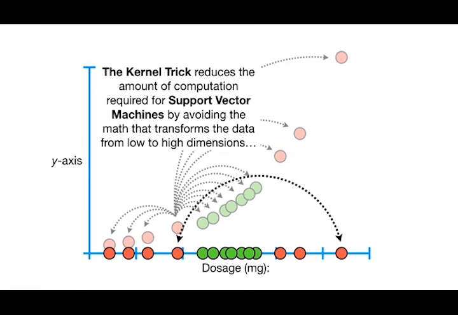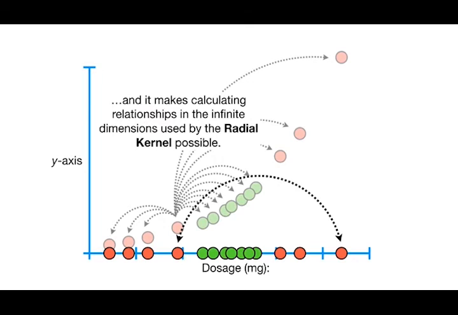The kernel trick reduces the amount of computation required for support vector machines by avoiding the math that transforms the data from low to high dimensions. And it makes calculating the relationships in the infinite dimensions used by the radial kernel possible.